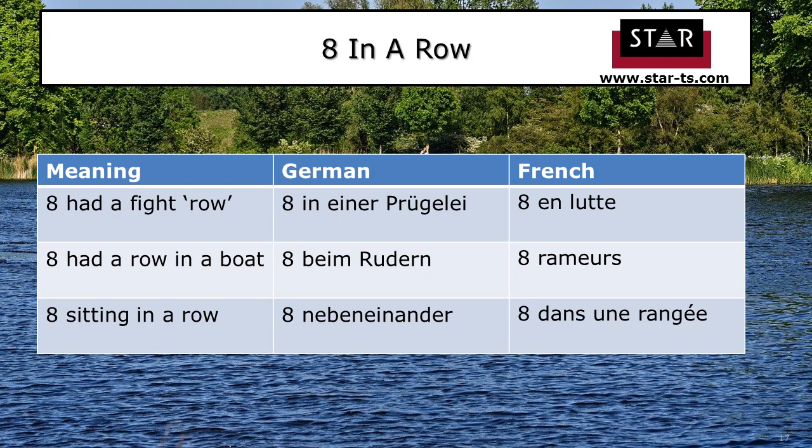So here's the translation of that text in its various forms. We have it in German and French. So for example, if 8 had a fight, so 8 had a row, the translation will be wheat en route. If 8 had a row in a boat, then the text would be wheat en amour. And if 8 were sitting in a row, then it would be wheat dans en rangée. So the principle here is that the translation is going to be different for each context.